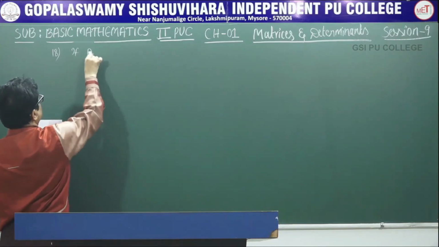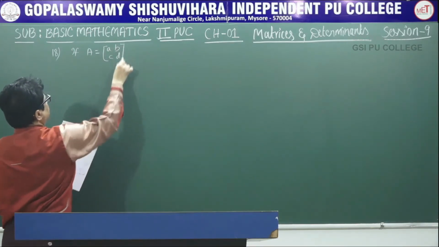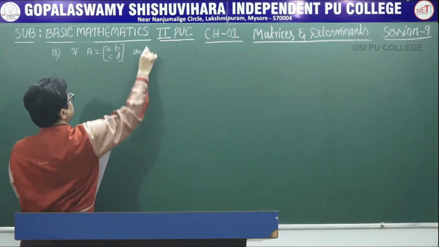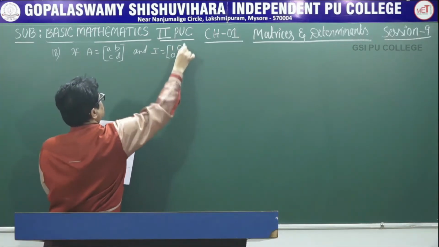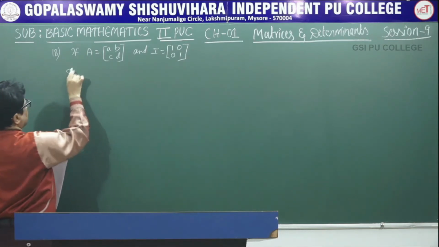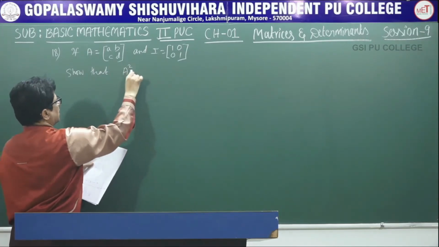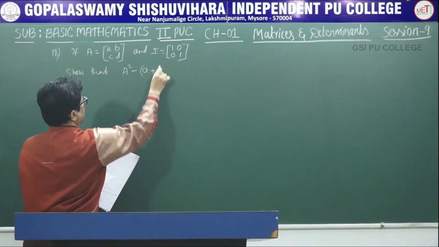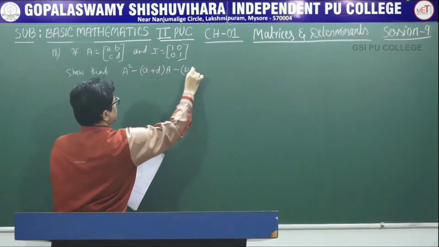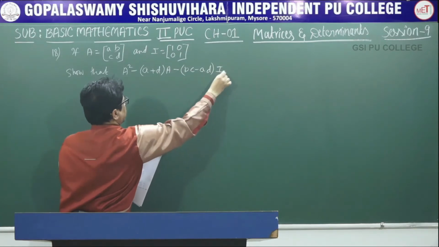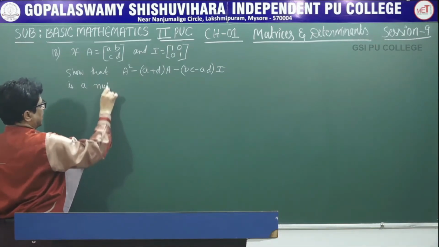If A equals A, B, C, D and I equals 1, 0, 0, 1, show that A square minus of A plus D into A minus BC minus AD into I is a null matrix.